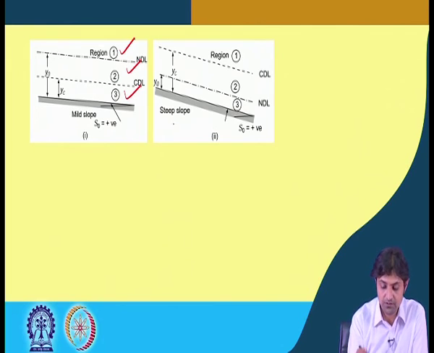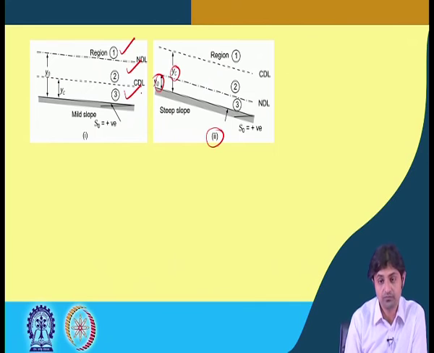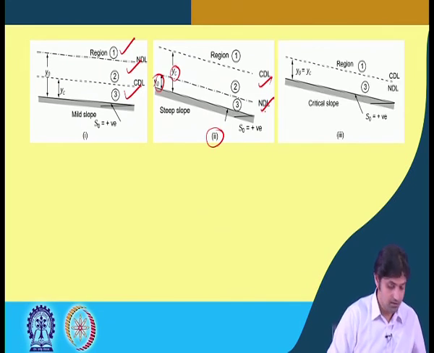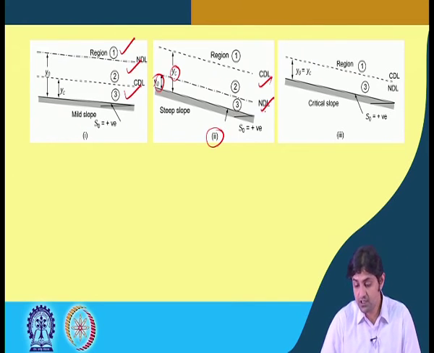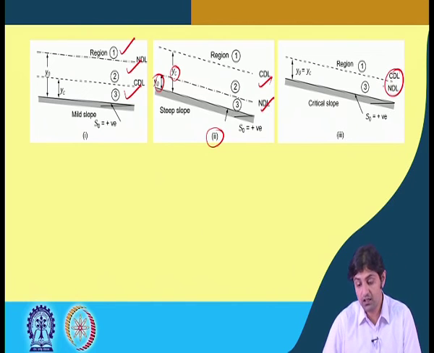See here, this figure represents a steep slope. Why? Because the critical depth YC is greater than Y naught. So, CDL is above NDL. The third case is critical slope. So, CDL and NDL are the same. Here there will not be any region 2, because the region between the CDL and NDL is called region 2. So, basically there are going to be two regions, region 1 and region 3.